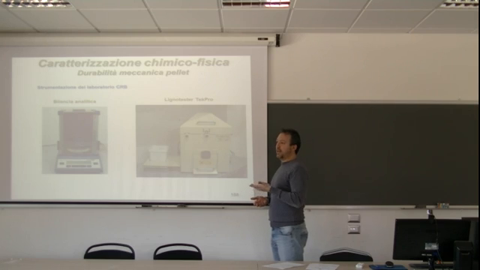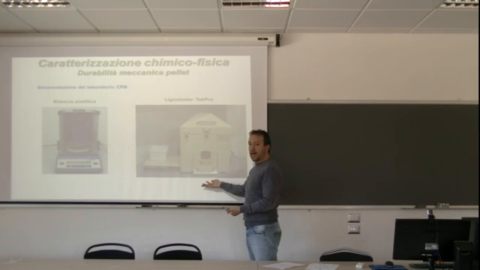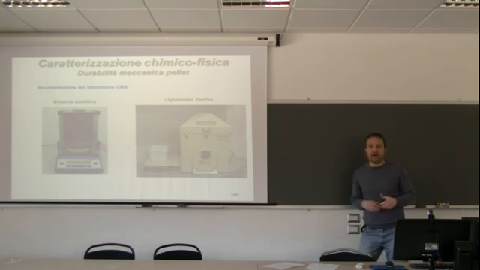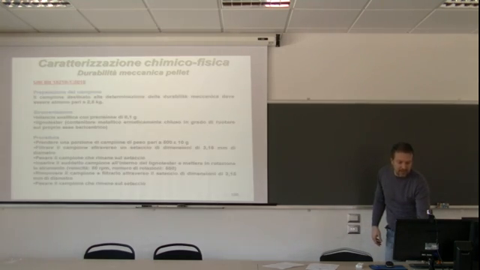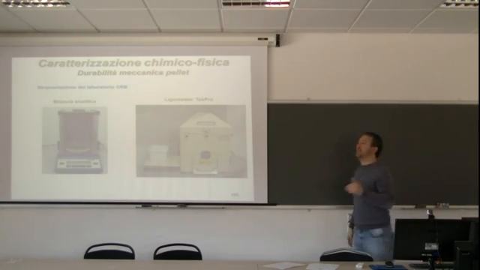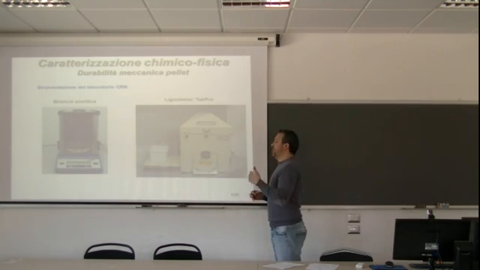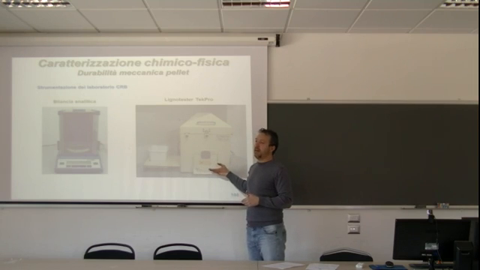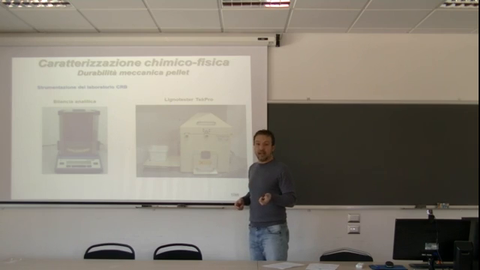There is a grid with some holes, so sawdust goes down in the system, and you weigh the sawdust, and you get information about durability. So for example, if you measure 3% of sawdust, it means you have a durability of 97%, because 97% of the pellet resisted this treatment.